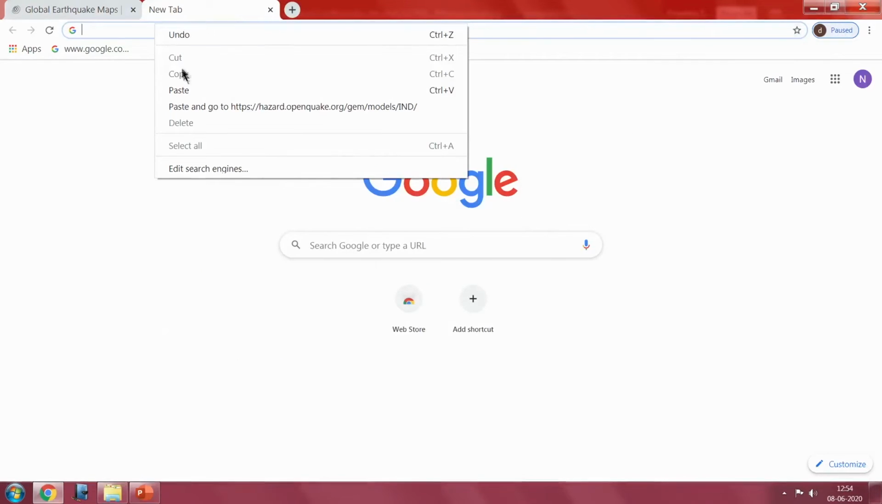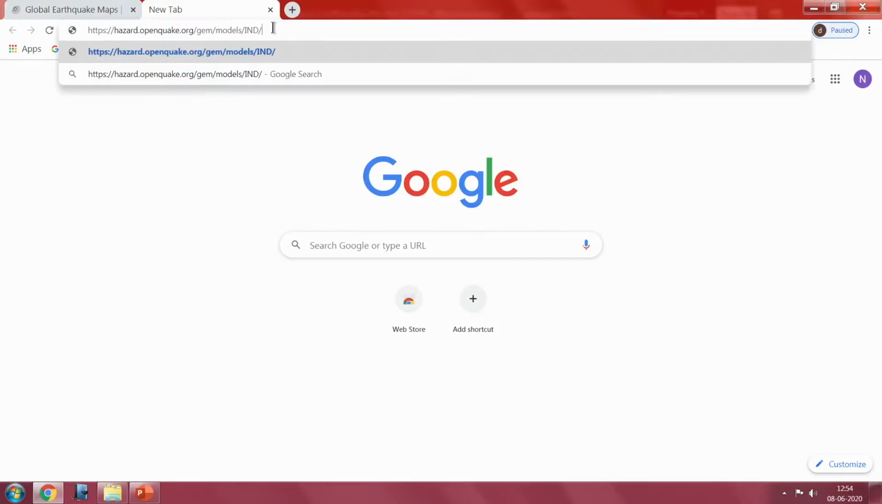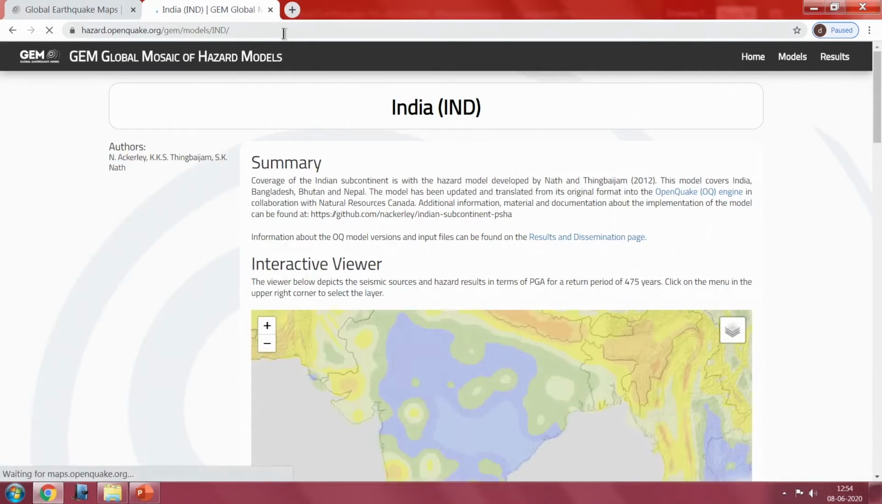Here I should also acknowledge that Thingbaijam, the scientist, is one of the pioneers who worked on hazard analysis. He has contributed extensively in the area of hazard analysis and seismic microzonation mapping. Initially it was from Iyengar and Raghukanth, then followed by Thingbaijam and Nath. Those are all the pioneers, senior to me, who contributed extensively to this.